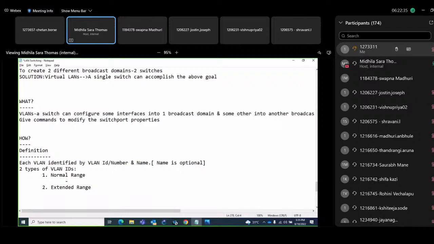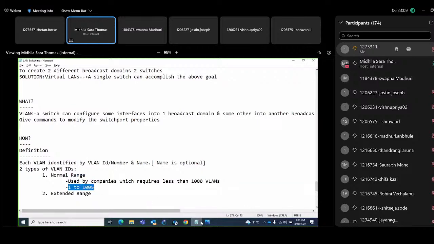And this normal range is used by companies which require less than 1000 VLANs. Different companies have different requirements. So if a company requires less than 1000 VLANs, then they can go for this range. And this numbering range ranges from 1 to 1005. This is the numbering range.